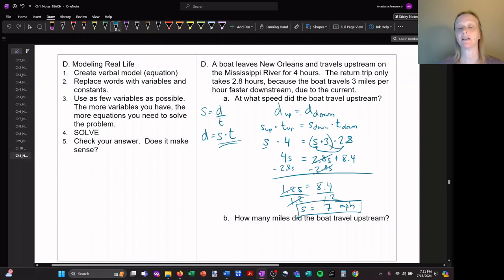Now, how many miles did the boat travel upstream? Remember, distance is speed times time. So upstream, if the boat was going 7 miles per hour and it was traveling 7 miles per hour for 4 hours, then the boat traveled 28 miles.